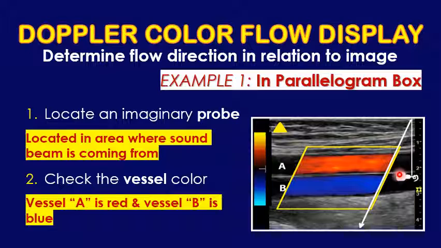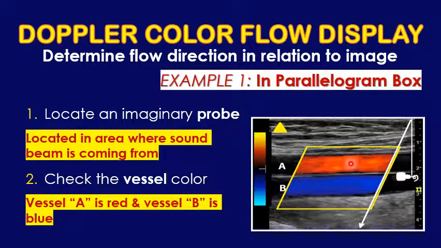Second step, V, vessel. I go to the vessels here. I have vessel A and vessel B. Vessel A, what is the color? It is red. Vessel B, what is the color? It is blue. So obviously they are in different or opposite directions. So this is the second step, color of the vessel. So first step, P, probe. Second step, V, vessel. Third step, M, map.